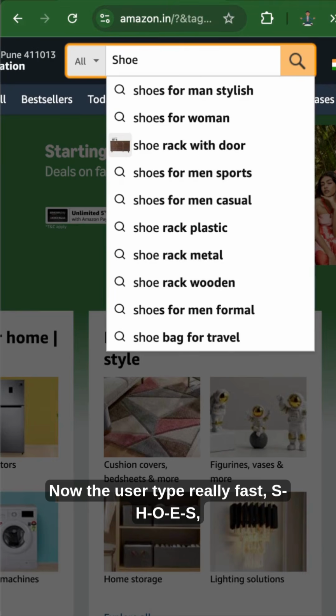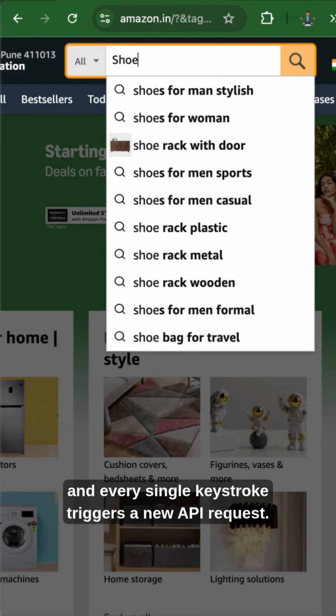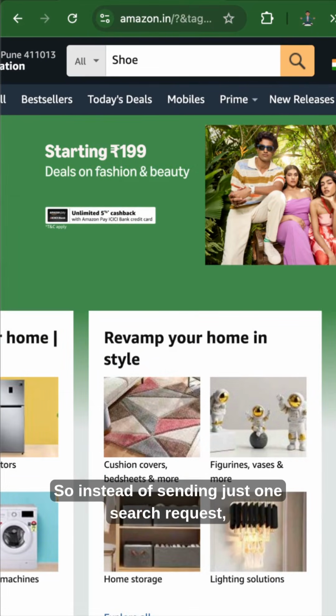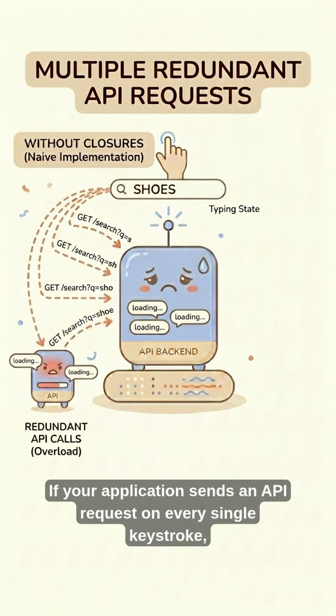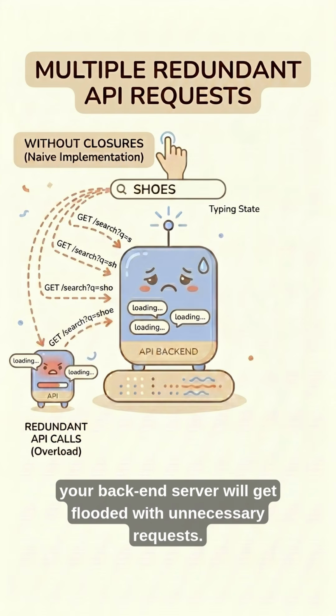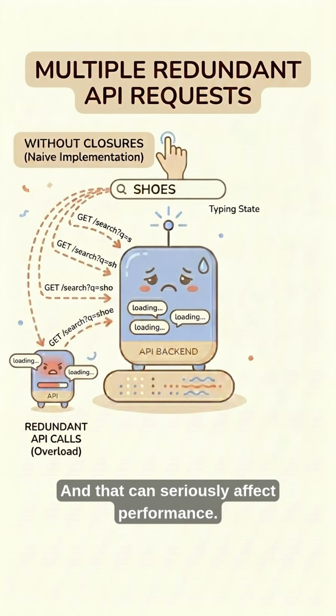Now the user types really fast, SHOES, and every single keystroke triggers a new API request. So instead of sending just one search request, your application suddenly sends 5 different API calls to the server. And that becomes a big problem. If your application sends an API request on every single keystroke, your backend server will get flooded with unnecessary requests, and that can seriously affect performance.